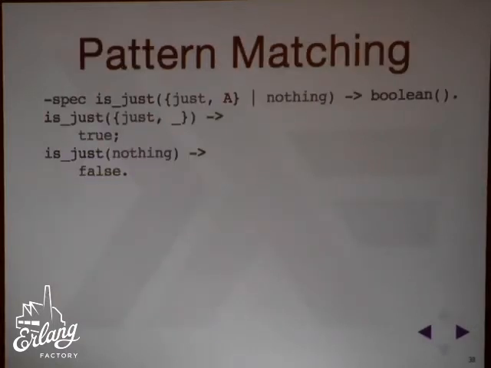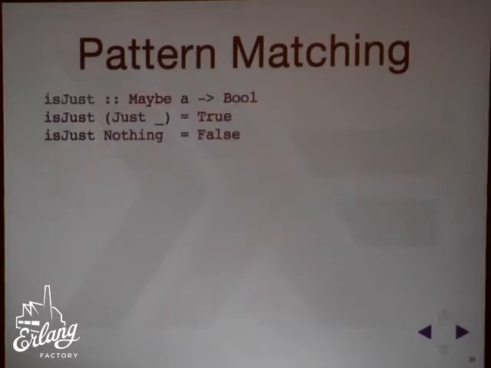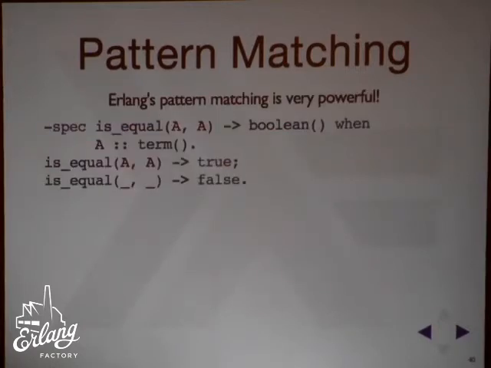And this is what pattern matching looks like in Erlang. We all know this, hopefully. And it looks similar in Haskell. So this is just telling us whether the constructor is Just or it's Nothing. And we use the underscore as a wildcard to ignore the value, just like we would in Erlang.